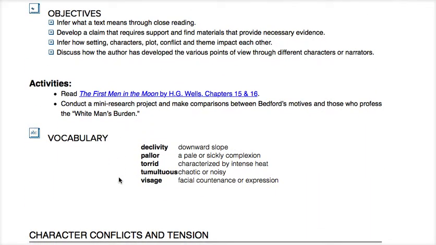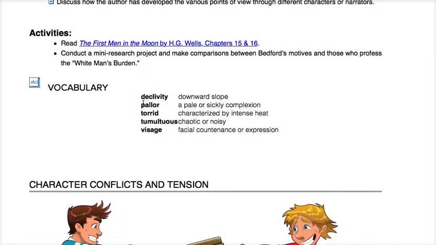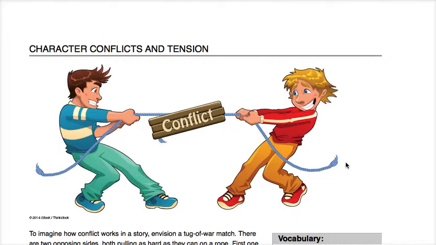So the vocab, declivity means a downward slope. Pallor is a pale or sickly complexion. Torrid is characterized by intense heat. Tumultuous means chaotic or noisy. And visage, or visage, some people say, is your facial countenance or expression, what your face looks like at any given time. So, character conflicts and tension.